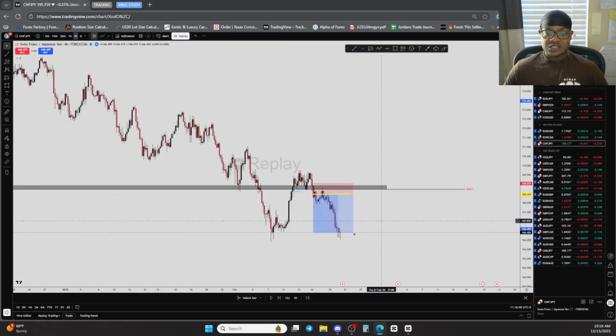And what is this? CHFJPY. This was February 16th. I'm going to pull this up in the Discord and I'm going to show y'all. We called this out in the Discord and we caught this trade, so y'all don't think this is just fugazi. So give me a second.